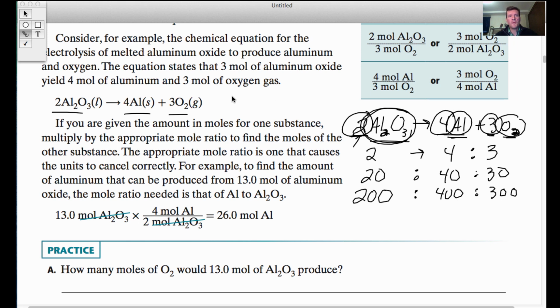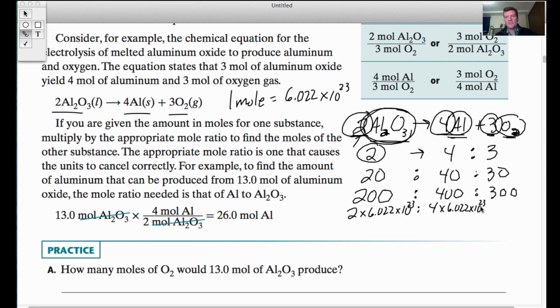I could even go as high as using a mole. If you remember, 1 mole is a huge number, 6.022 times 10 to the 23rd. So I could double that number, okay? I could say 2 times that number. And for aluminum oxide, how much aluminum would be produced? Well, 4 times that number then, because it's a ratio of 2 to 4. 4 times 6.022 times 10 to the 23rd. And 3 times that number would tell me how much oxygen is produced.